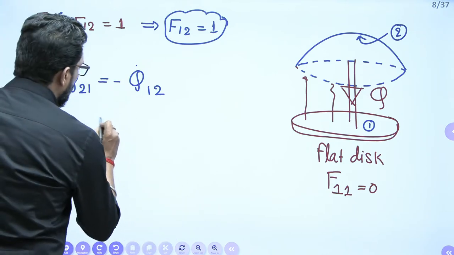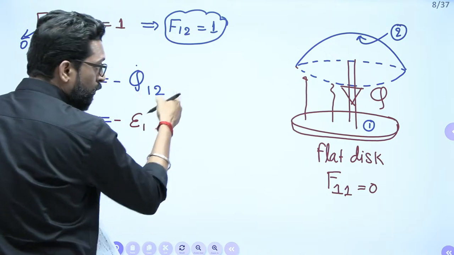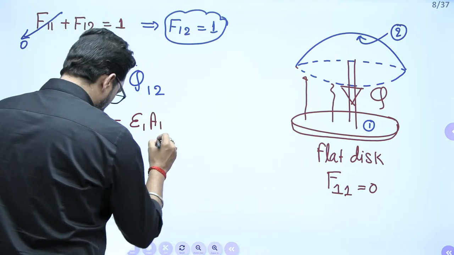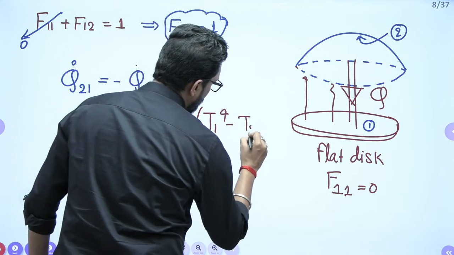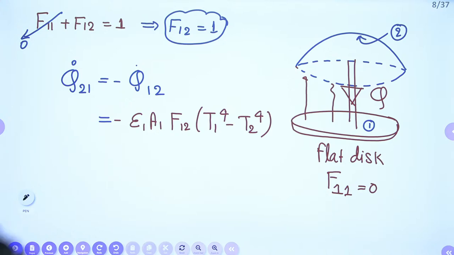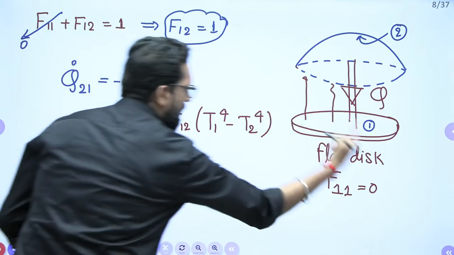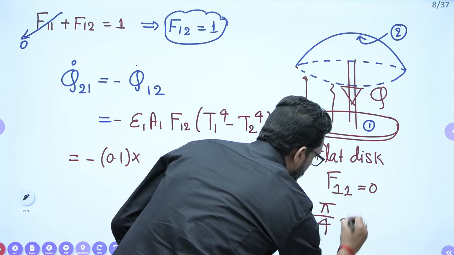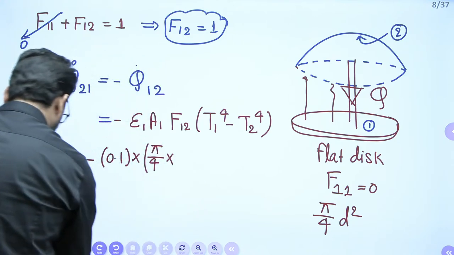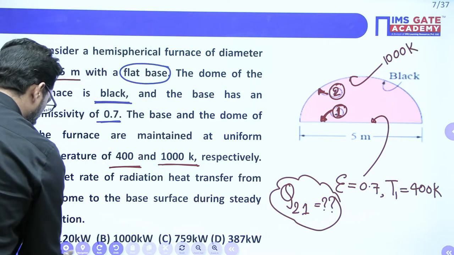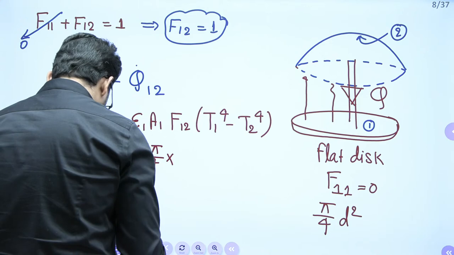Now, what is Q12, beta? Heat transfer from 1 to 2 is emissivity epsilon 1, into area A1, into view factor F12, into temperature difference T1 to the power 4 minus T2 to the power 4. Right? Now put all these values: minus of epsilon 0.1, area of this flat disk. What is the area, beta? Pi by 4 d squared. What is d, beta? D is 5 meter. Pi by 4 d squared, d is 5 meter.